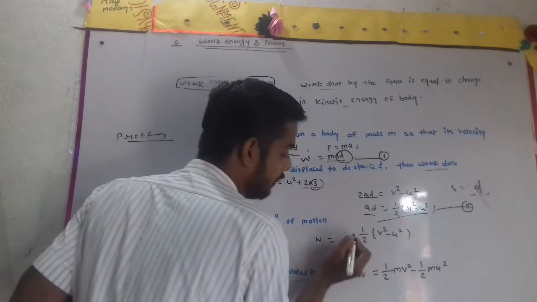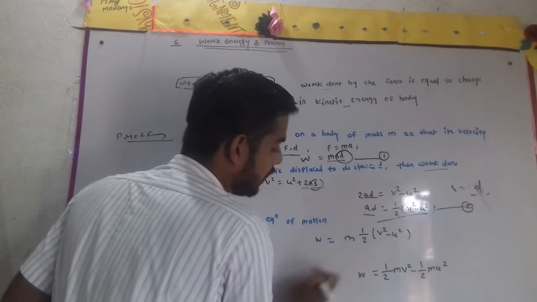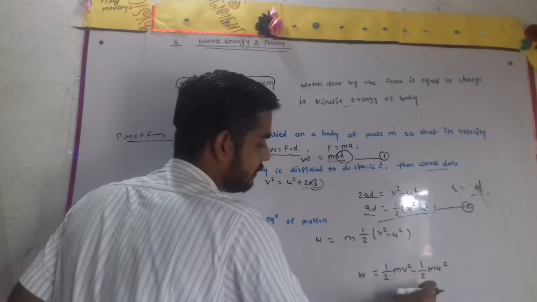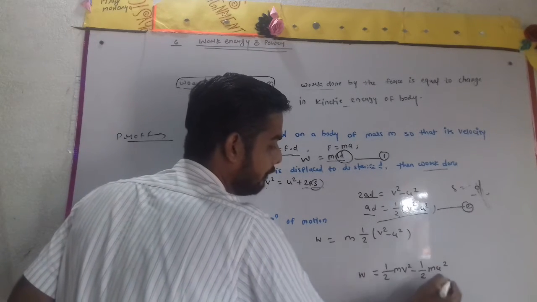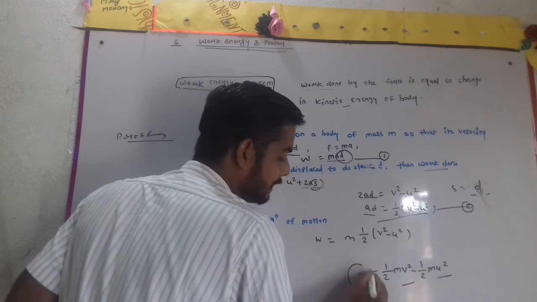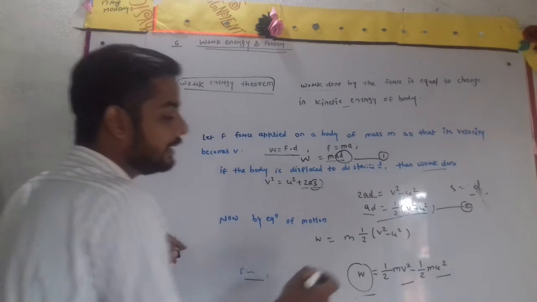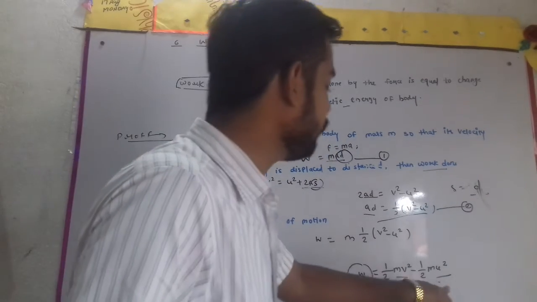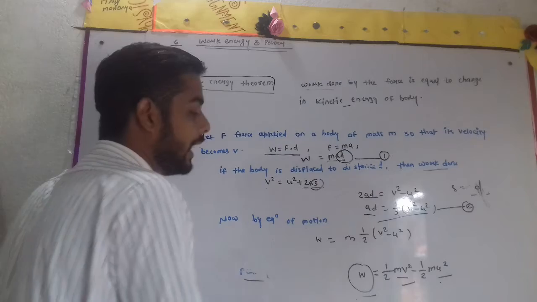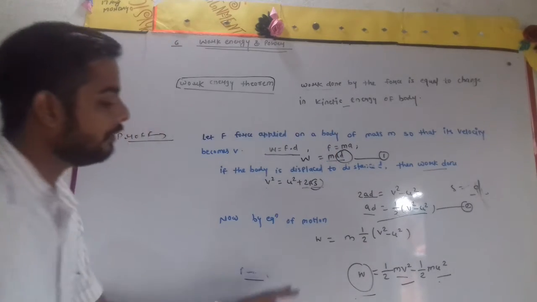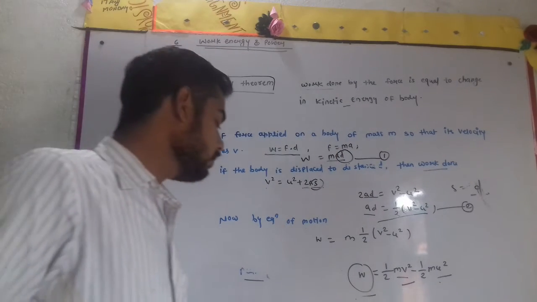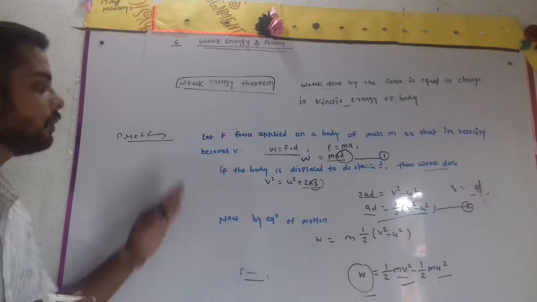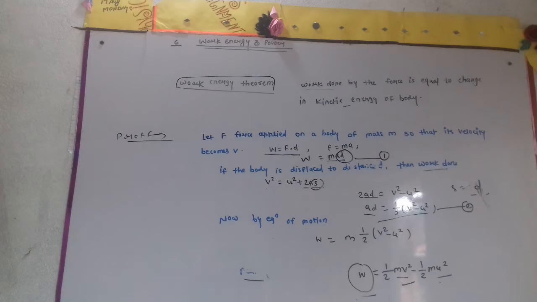Or we can just write W equals half mV square, opening the bracket, minus half mU square. That means the work done on the body is the change in kinetic energy. First the kinetic energy is half mU square, then after it is half mV square. That means work done is equal to change in kinetic energy. This is our work energy theorem. Try to solve it again.